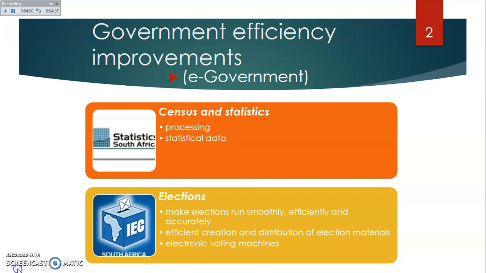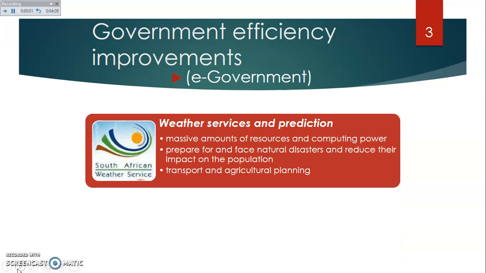Let's take a look at the next slide. Okay, the next e-government service we have is weather services and predictions. Researching and predicting the weather is an essential government service. We need an accurate weather service not only to prepare for and face natural disasters and reduce the impact on the population, but also to ensure that other essential services such as transport and agricultural planning operate effectively.